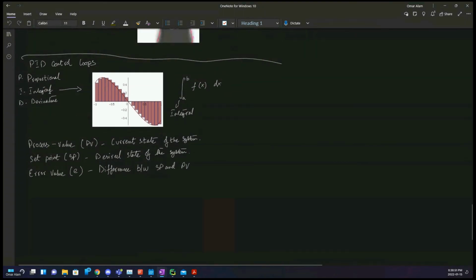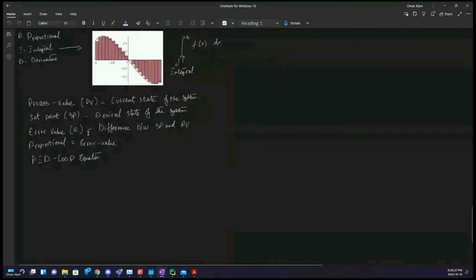And up here, we mentioned proportional. Proportional is another way of saying error value. It's the same thing. It's the difference between the set point and the process value. All right, so now that we have all of this defined, we can come up with a very nice equation called the PID loop equation.